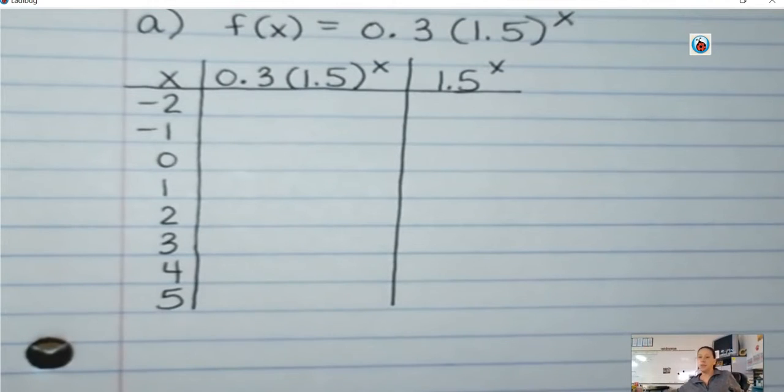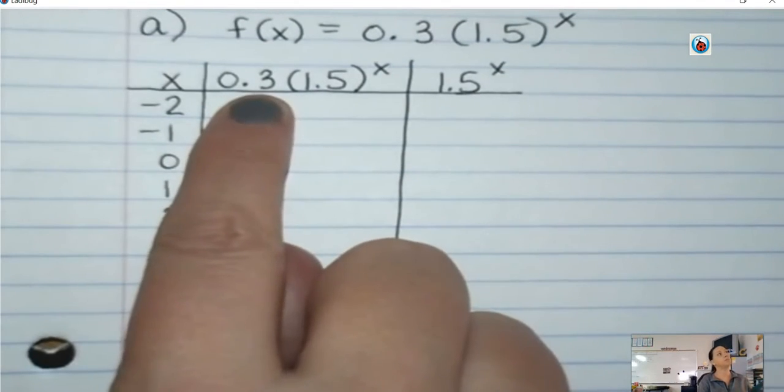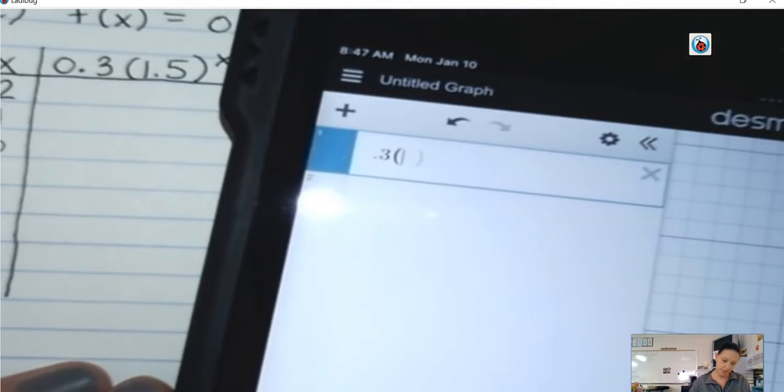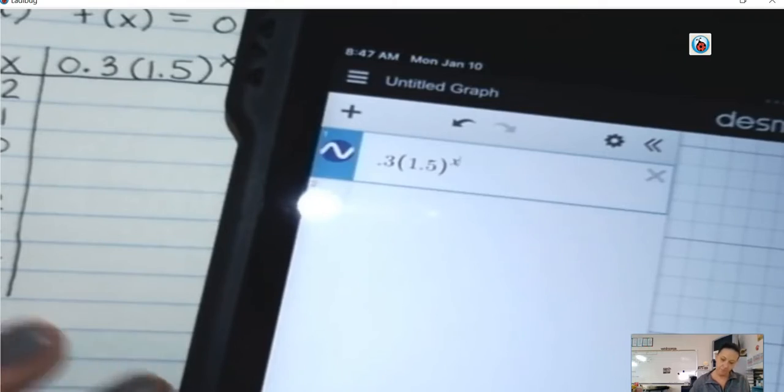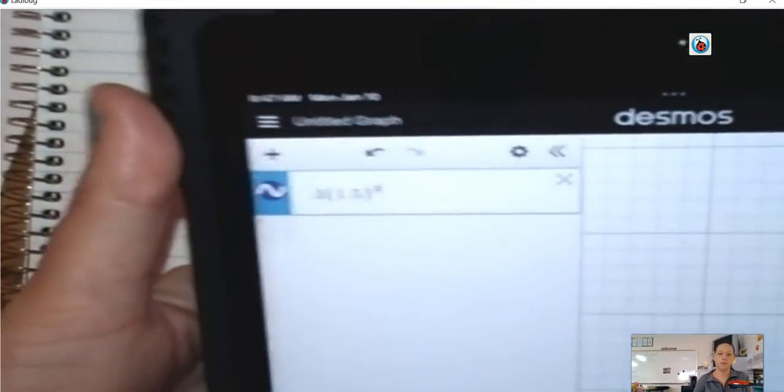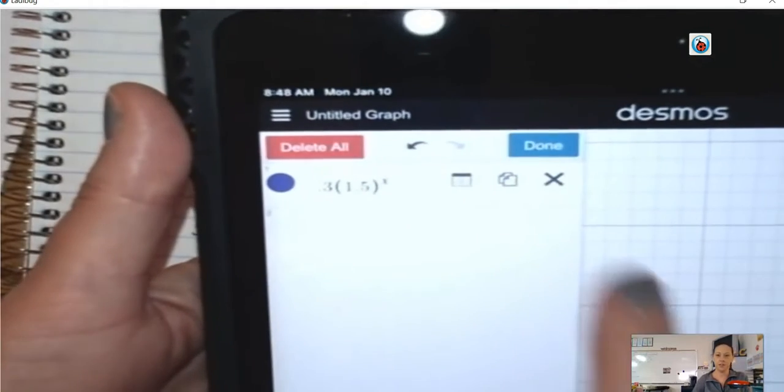If you're using Desmos, let me double check that you know how to change the x's if they don't give you all the x's. So if I'm putting in 0.3(1.5)^x, if I go to Desmos, type in 0.3 parenthesis 1.5 to the x power. If you hit the gear, it gives you the table, so hit the table there.